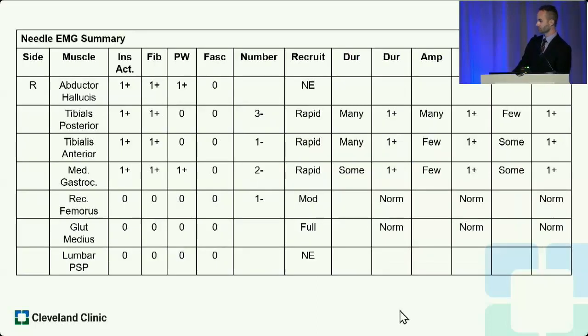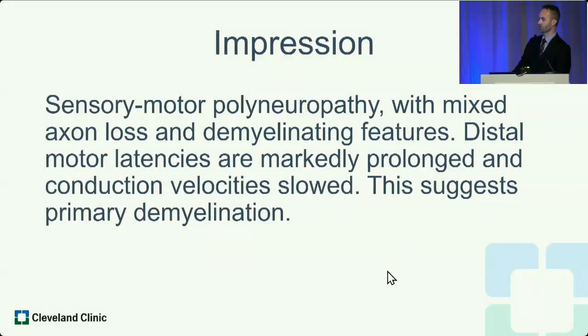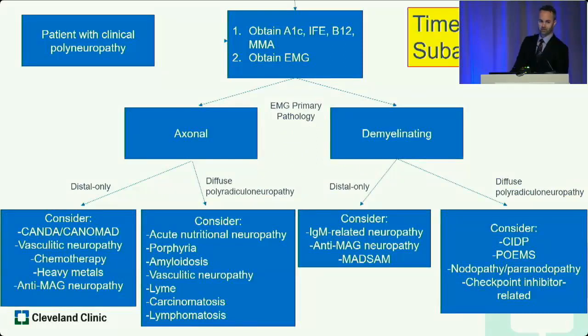So now we go to the needle exam, and again, very similar to the last case, we're seeing a lot of length-dependent active denervation, right? So below the knee, once we get above the knee in these muscles, it disappears. And then we have some chronic changes, but this is a sensory motor polyneuropathy. It has mixed axon loss and demyelinating features, right? So we had some reduction in amplitudes, but we also saw those secondary demyelinating features. But once we get to those degrees of demyelination, that would be primary demyelination.